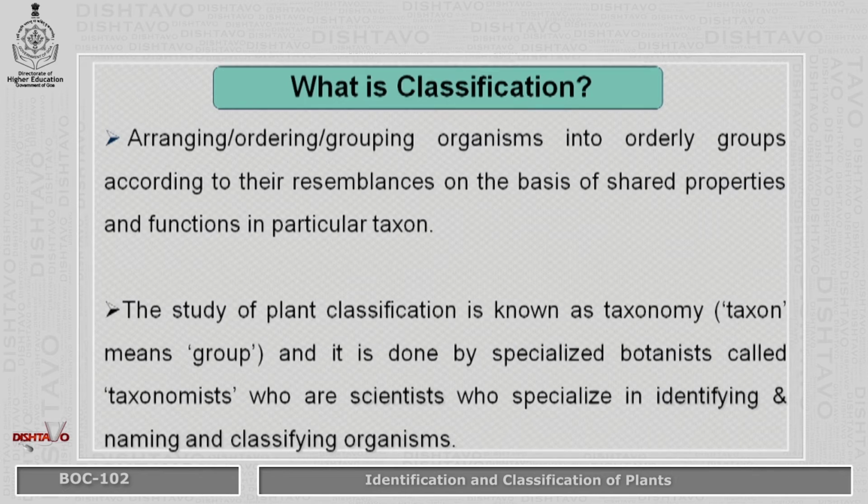So what is classification, with this background? The arranging, ordering, and grouping of organisms into orderly groups according to their resemblances on the basis of shared properties and functions in a particular taxon. The study of plant classification is known as taxonomy, and it's done by specialized botanists called taxonomists, who are scientists who specialize in identifying, naming, and classifying organisms.